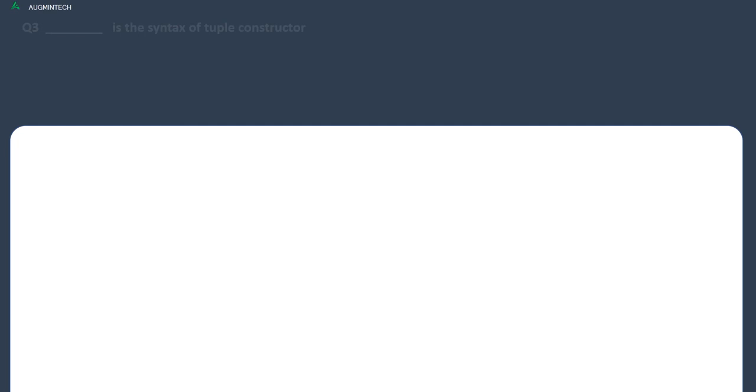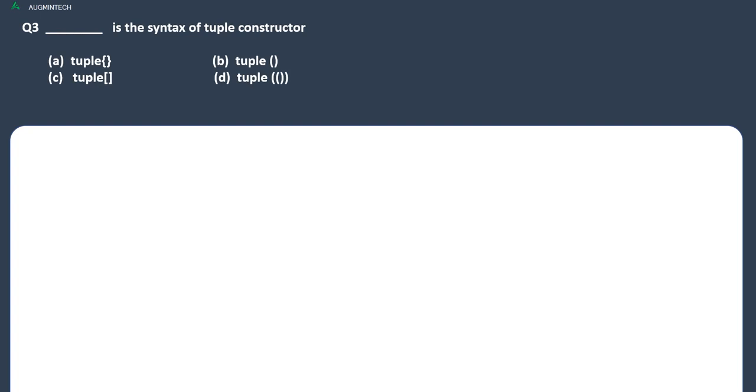Now let's move to the next question. Question number 3. Dash is the syntax of tuple constructor. Now let's have a look at the options. Option A is tuple followed by flower bracket. Option B is tuple followed by single parenthesis. Option C is tuple followed by square bracket, and option D is tuple keyword followed by double parenthesis. Pause the video and try answering this question. Now let's have a look at the answer to this. It's option D, tuple followed by double parenthesis.